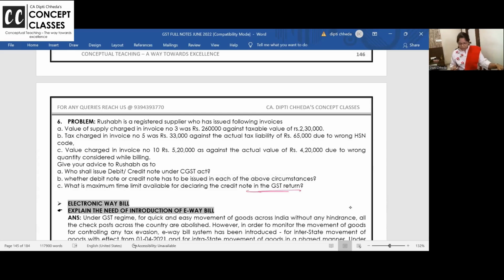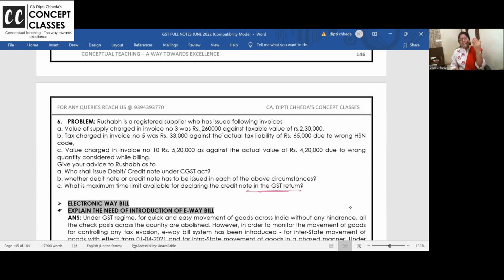Okay, same answer as what we have written now. First, the value of supply charged in invoice number 3 is 260 against a taxable value of 230. You have billed more, so to reduce the bill, the party was debited more. I feel I'm teaching like bank reconciliation or rectification of errors, but actually this is a GST class, but it is as good as rectification. A mistake has happened. You have sold goods of 230, party to sales, but by mistake the party is debited 260.